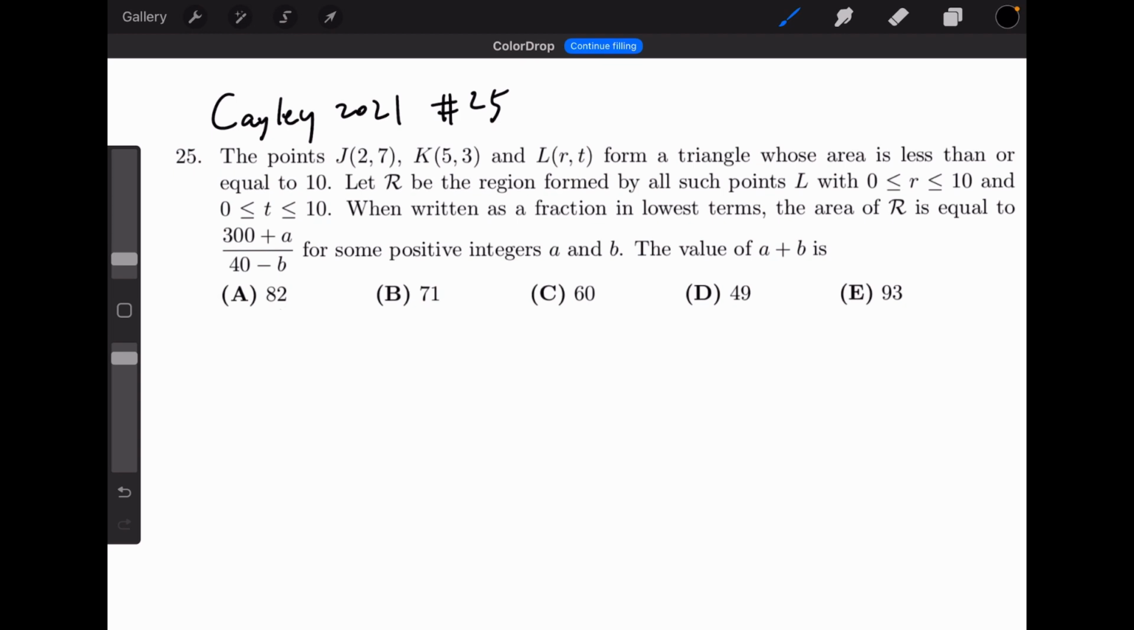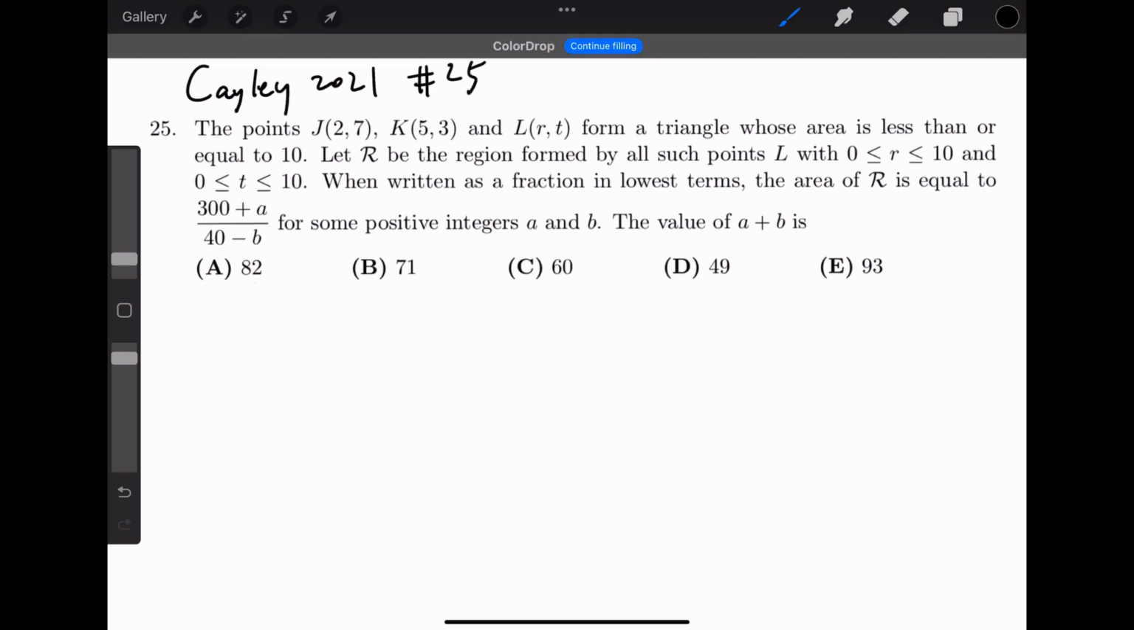We're going to go over question 25 on the 2021 Cayley contest. Points J, K, and L form a triangle whose area is less than or equal to 10. Let R be the region formed by all such points L, with R between 0 and 10, which is the x-coordinate of L, and T between 0 and 10 as well, which is the y-coordinate of L. When written as a fraction in lowest terms, the area of R is equal to (300 plus A) over (40 minus B) for some positive integers A and B, and the problem wants us to find the sum of A and B.